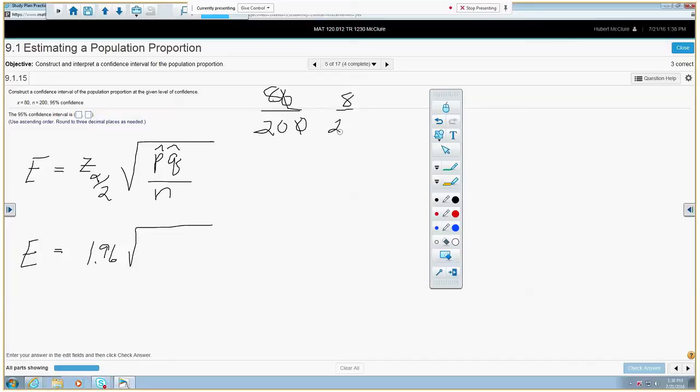Watch this, y'all. This is a trick learned in the war. If you get that over 10, then you get an answer. 4 over 10 is equal to what? 0.4. We did that without a calculator. So if you get 0.4 as P hat, then you can do Q hat in your head as 0.6. Ain't that neat? Over 200.